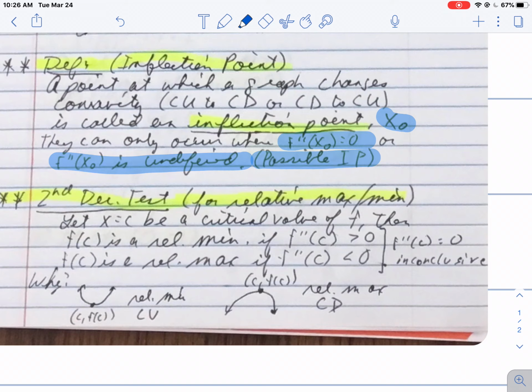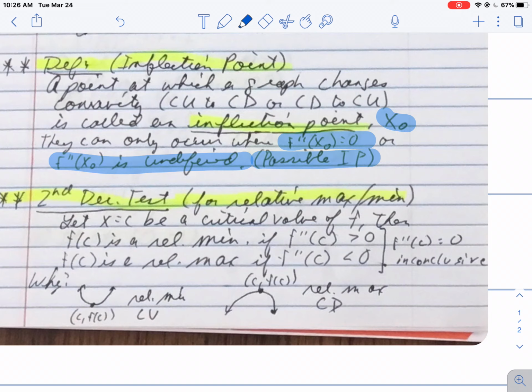If we let x equals c be a critical value, right, so we first find our critical values, we have a relative minimum at c, or at f of c, if the second derivative is positive. And we have a relative max if the second derivative is negative. Right? Think about what that tells you. Why is that the case?